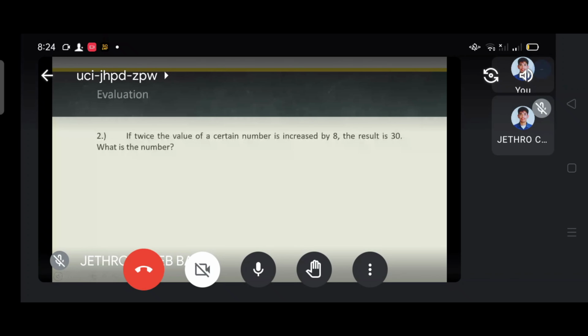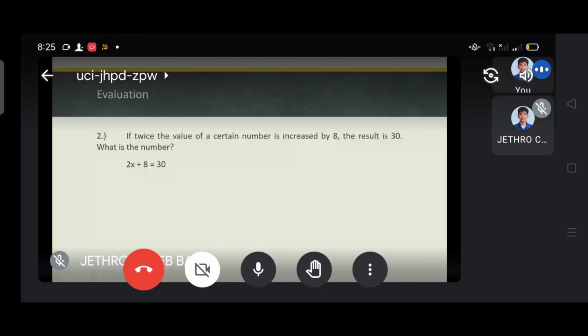Ito na ngayon yung equation natin. Now, ang gagawin na lang natin is i-evaluate natin para makuha yung value ng variable x. So, anong gagawin natin? Ita-transpose natin yung 8 from left hand side to right hand side. Magiging negative 8. Bakit nga ba nagiging negative kapag nag-transpose tayo? Because we're adding both sides of the equation. In this case, we're adding both sides of the equation by negative 8. Magka-cancel yung positive 8 sa left hand side and then magiging negative naman yung 8 sa right hand side.